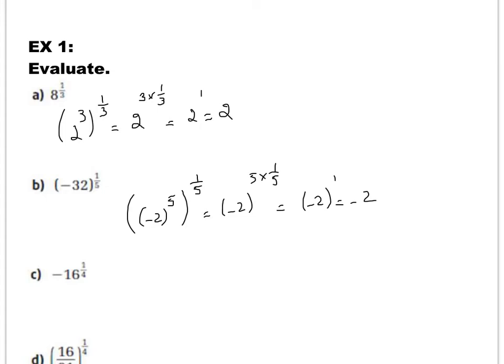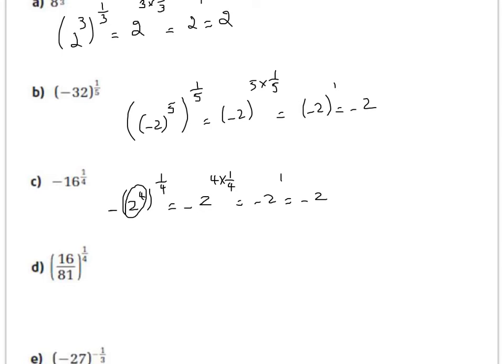The next example is negative 16 exponent 1 over 4. I can write this one as negative, and then 16 I can write it as 2 exponent 4, exponent 1 over 4. Remember that 2 exponent 4 is the same as 16. So this is negative 2 exponent 4 times 1 over 4, which is negative 2 exponent 1, which is negative 2.